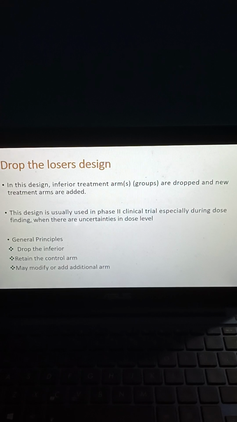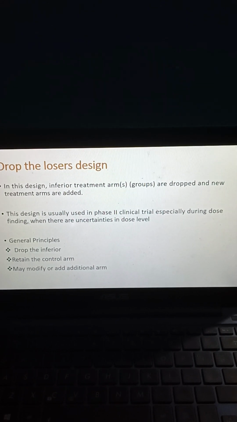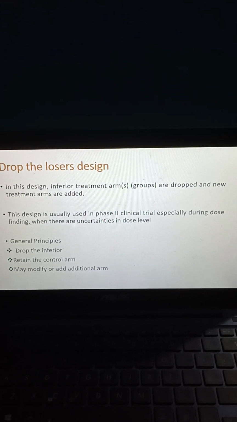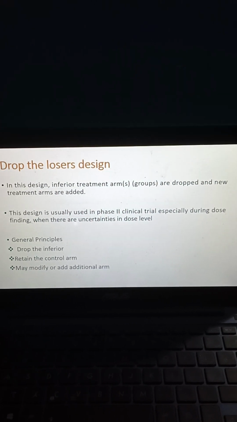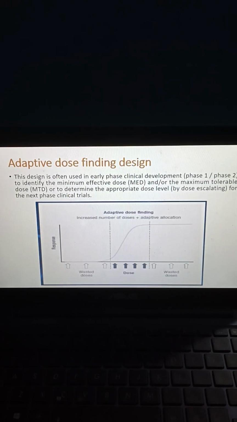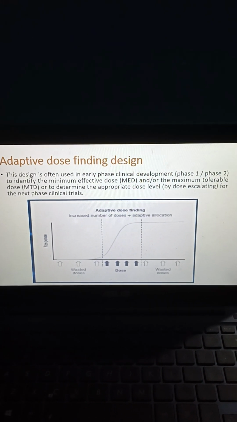Then drop the losers design. In this design, inferior treatment arm groups are dropped and new treatment arms are added. This design is usually used in phase 2 clinical trials, especially during dose finding when there are uncertainties in dose level. General principles: drop the inferior, retain the control arm, may modify or add additional arms. Coming to adaptive dose finding design.